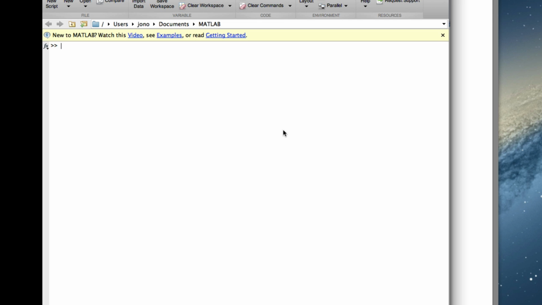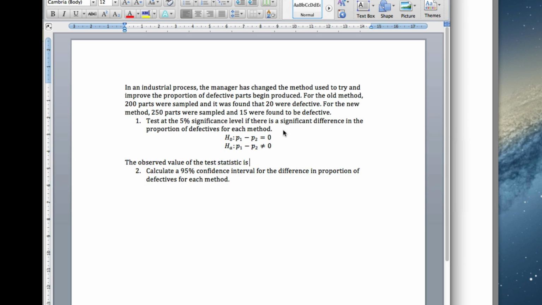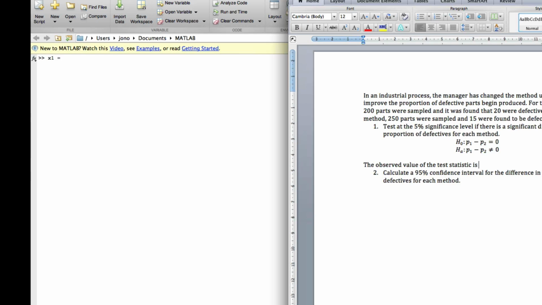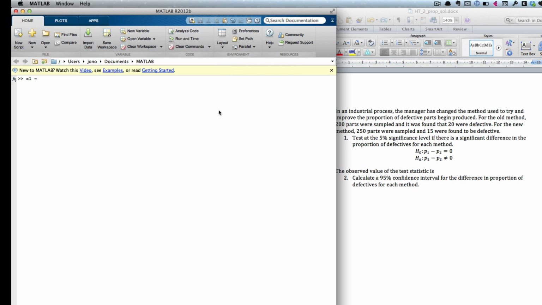For the first sample, x1, the number of successes, so we had 200 parts and 20 defective, so the number defective is 20, the number of parts was 200. For the second group, x2, the number of parts that were defective was 15, and the sample size, the number we sampled, was 250.